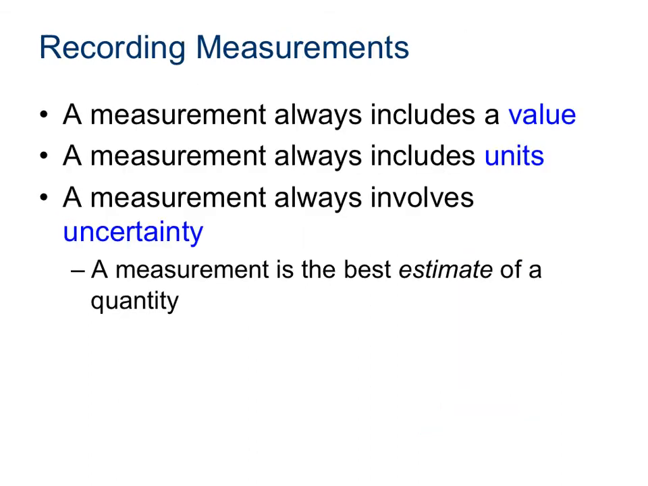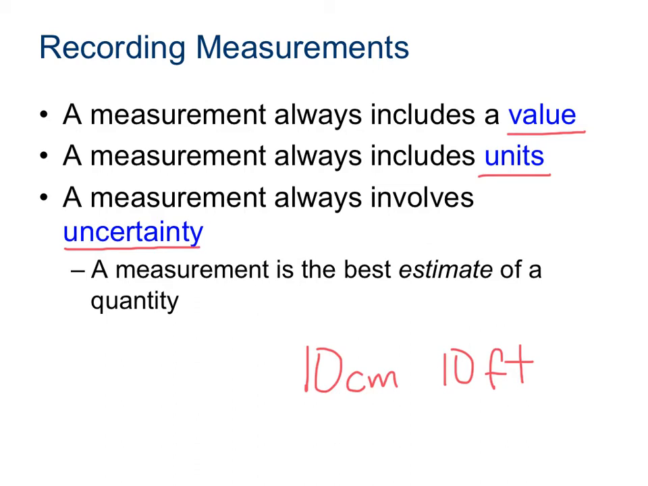Okay, so a measurement always includes a value. It always has a number, let's say, 10. It has to have a unit, so a unit means something like 10 centimeters or 10 feet. The other thing it involves is uncertainty. That just means that whenever you're measuring something and it's not exactly to the line, like exactly an inch or exactly an inch and a half, there's some sort of uncertainty involved. So you're going to have the best estimate of that quantity.